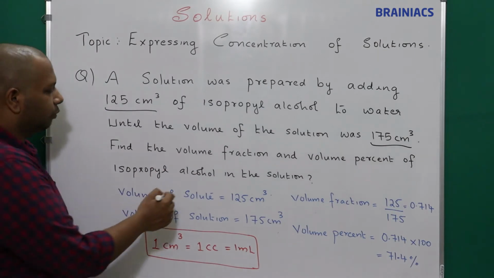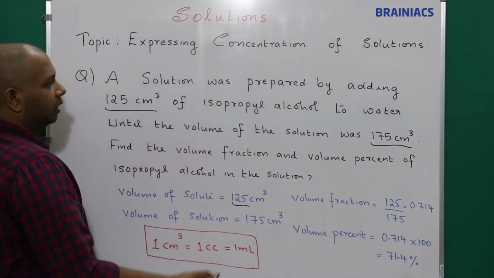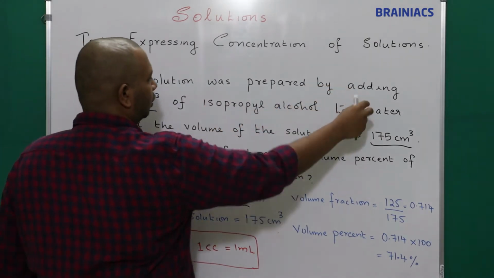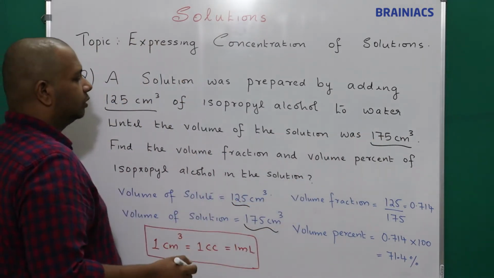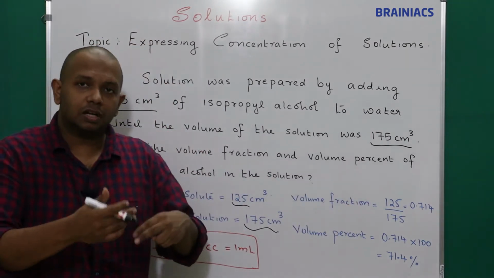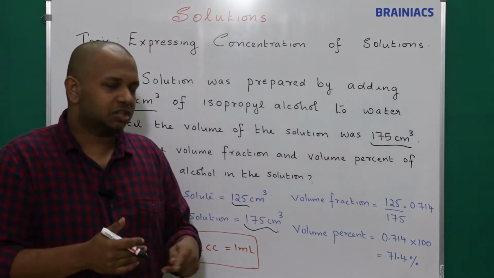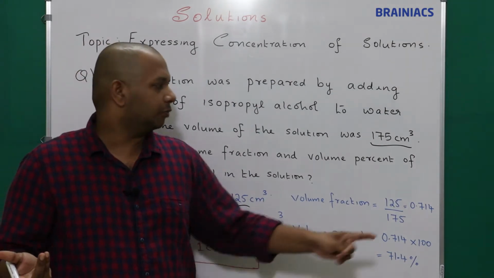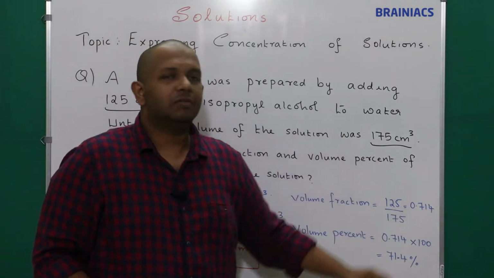Now we know that the volume of the solute, which is isopropyl alcohol, is 125 centimeter cubed, and the volume of the solution, so both isopropyl alcohol and water, the mixture, is 175 centimeter cubed. Volume fraction is the volume of the solute to the volume of the solution. So 125 divided by 175. Since it is a fraction, the unit is irrelevant. If you put 1 centimeter cubed or ml, it will get cancelled off in numerator and denominator. So you will get a value 0.714.